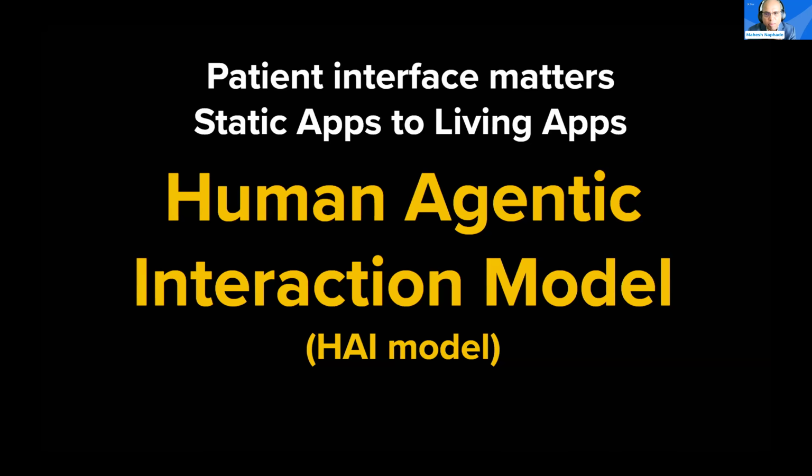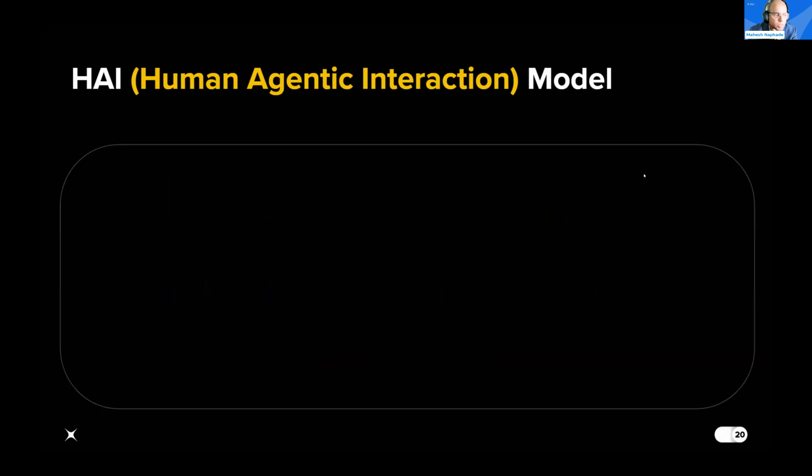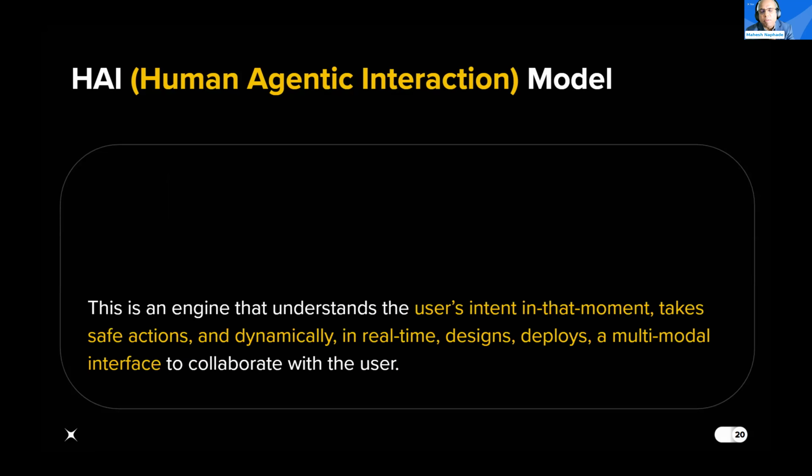Let me define briefly what it is, the functional side of it, right? A human agentic interaction model is a framework. It's an agentic framework. It understands the user's intent in that moment. Based on that, it takes actions in real time, designs and deploys that interface, a multimodal interface, to collaborate with the user. That collaboration is also equally important because the interface may even change over time with the same user, because no two days are the same for us.